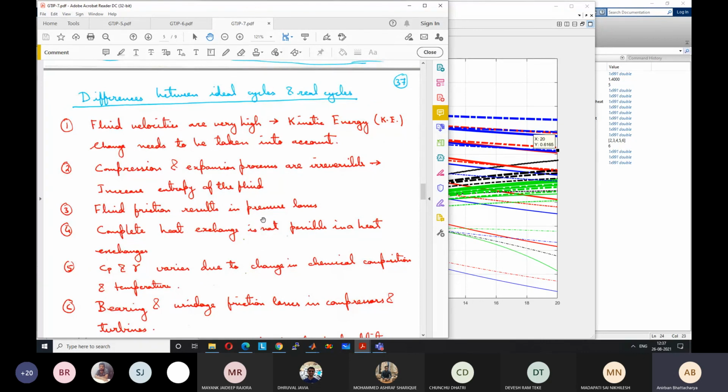What we will do is see what the differences are which cause the ideal cycle to change. For example, we have ignored the fluid velocities and kinetic energy, which can be an important parameter. Similarly, we have ignored the frictional losses, which can be an important parameter. How to account for these things in the cycle, that we will see.